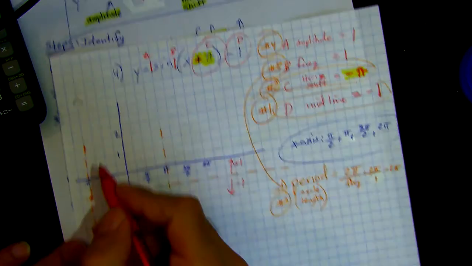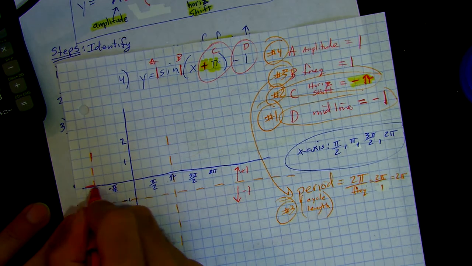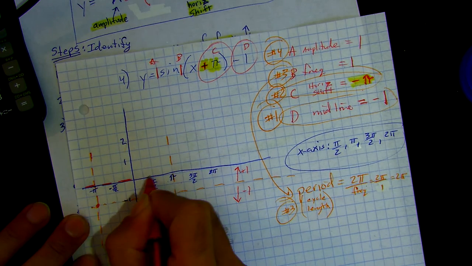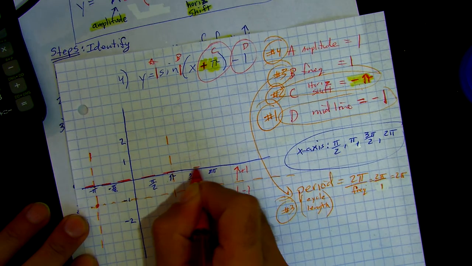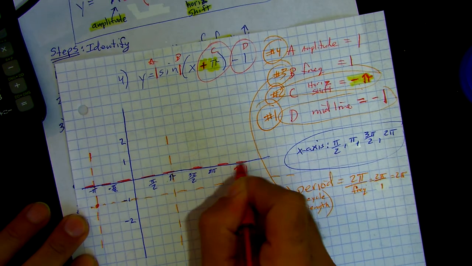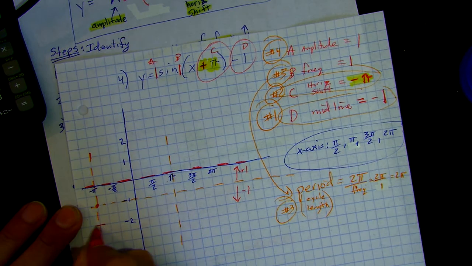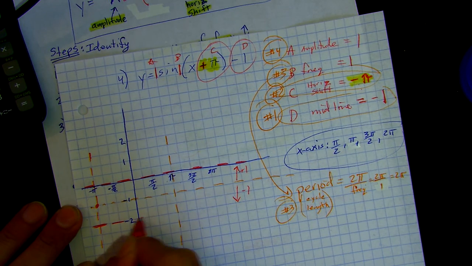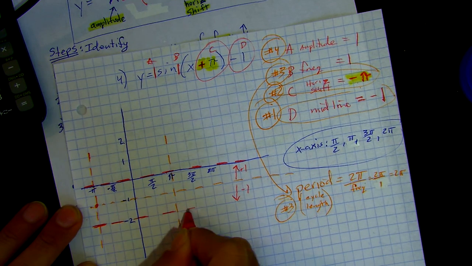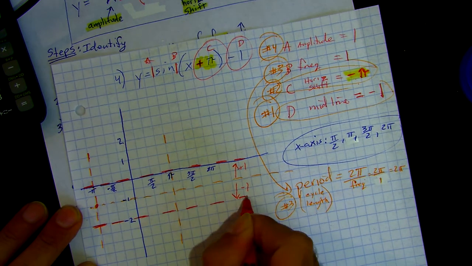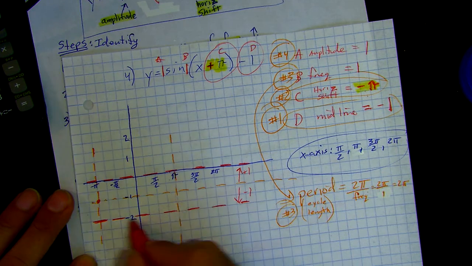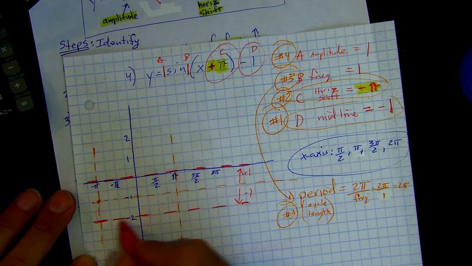So I know that it's going to go up from the midline 1, so it's going to be right here on the axis as our top boundary point. It's going to go down 1, so it's going to be down here as our bottom boundary. But really, all I'm looking at is this part right here. This is what I'm going to graph.